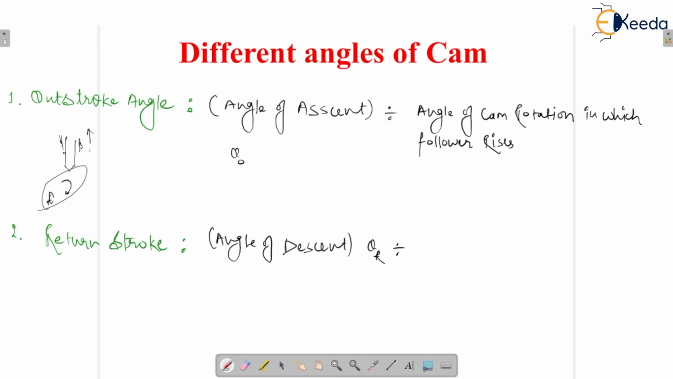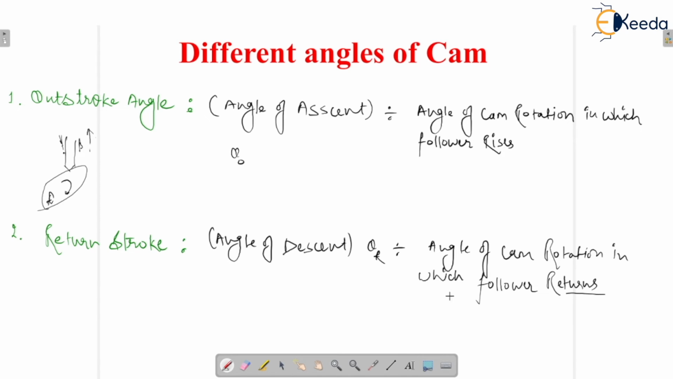This is the angle of cam rotation in which the follower returns, and it is represented by theta R. So it is the angle covered by the cam when the follower returns to its initial position.